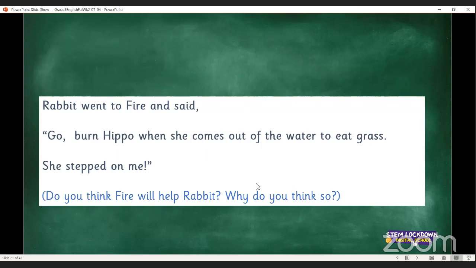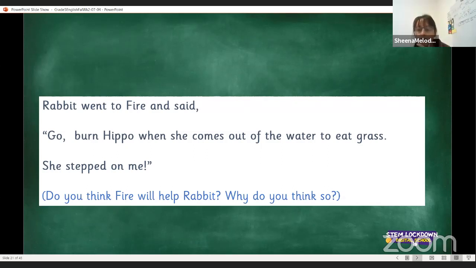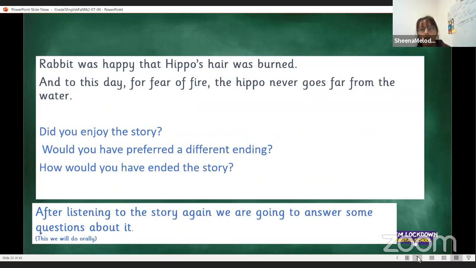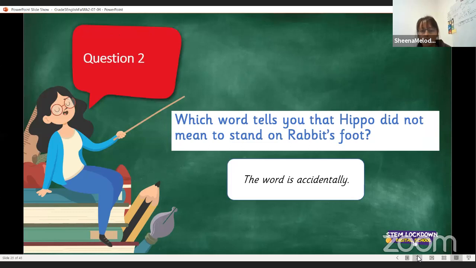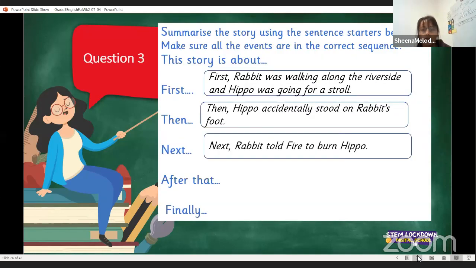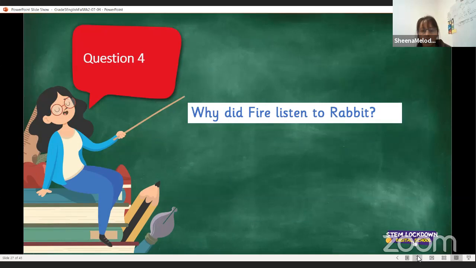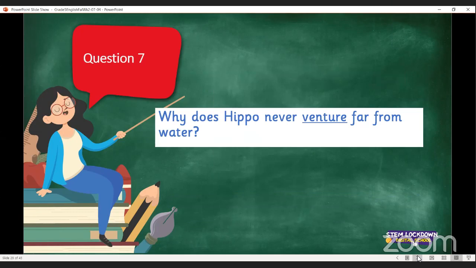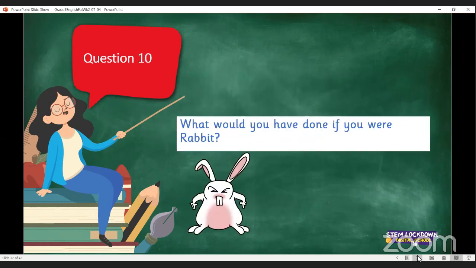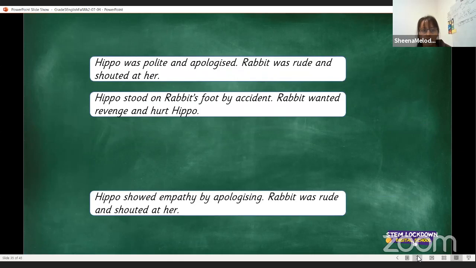We need to start wrapping up. You should be able to get this PowerPoint or the questions online. Because we can't finish the story together, I would like you, if you can access the story, to read the story on your own online, on the PowerPoint that I've made for you. And then I'm just going to go to the page where the questions are for you.